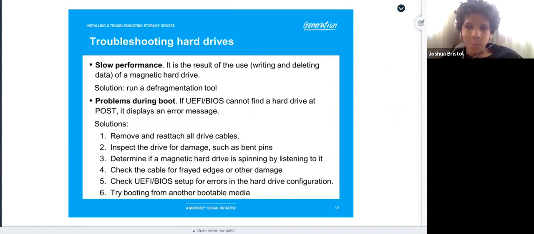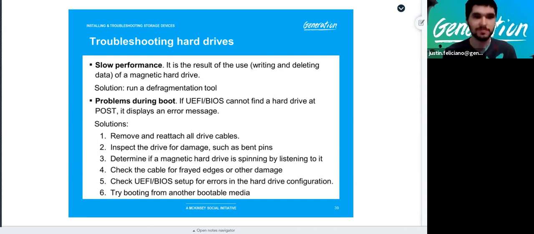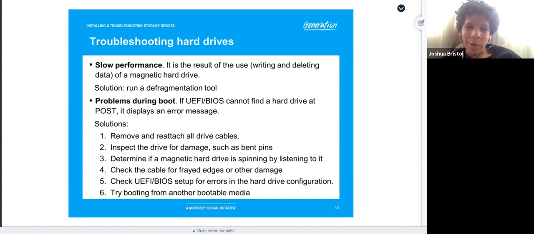All right. Troubleshooting hard drives. Slow performance. It is the result of the use, writing, and deleting of data on a magnetic hard drive. Solution: Run a defragmentation tool. Problems during boot. If UEFI or BIOS cannot find a hard drive at POST, power-on self-test, it displays an error message. Solutions: Remove and reattach all drive cables. Inspect the drive for damage, such as bent pins.